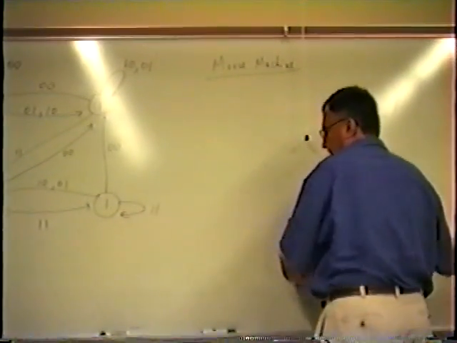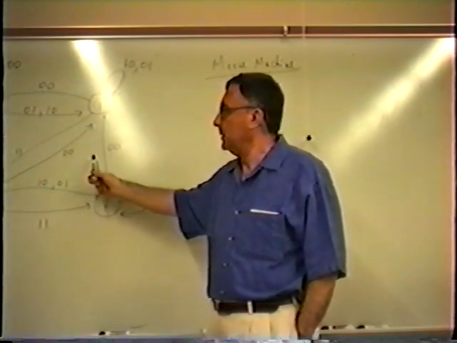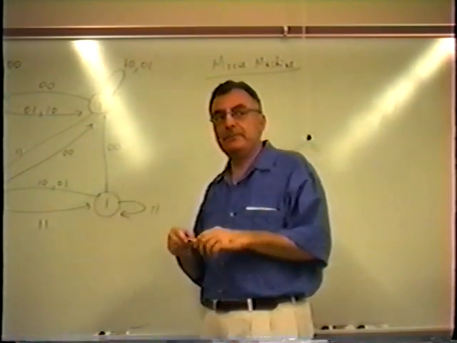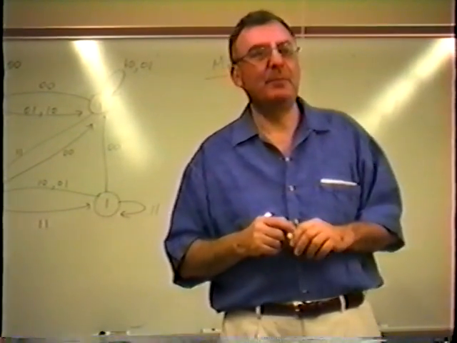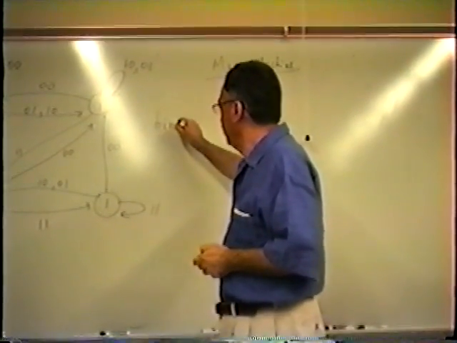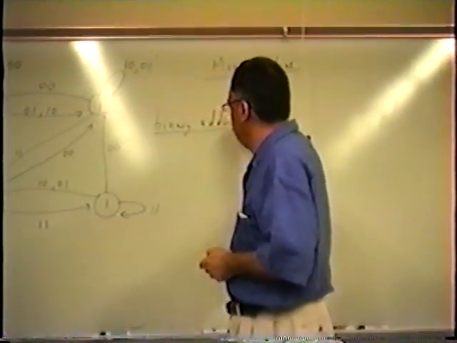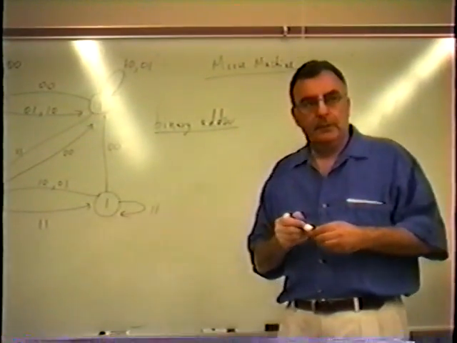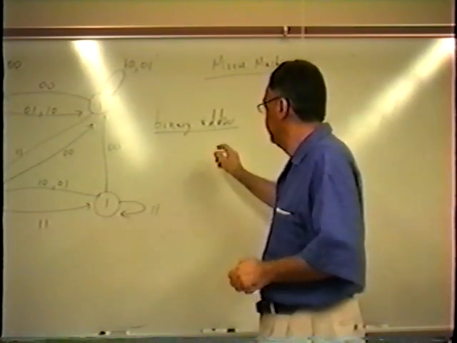Now, here is an FSA, an example of a non-deterministic FSA. What does it do? It will do the binary addition. It's a binary adder. Okay. How does it work? Let's say you have two binary numbers you want to add.